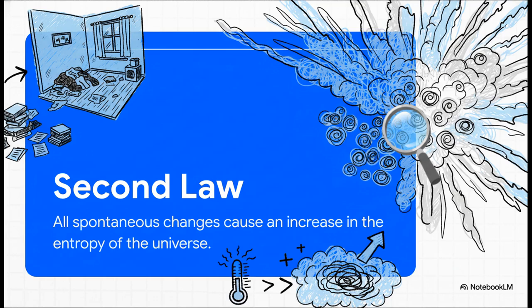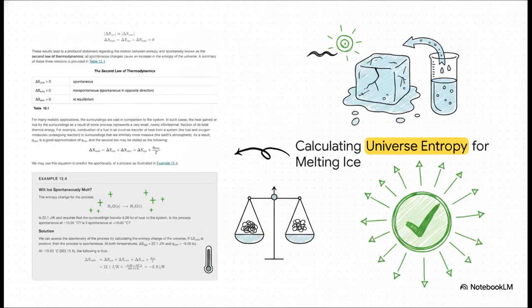Even if a specific little system becomes perfectly organized and tidy, it has to expel enough heat or energy to make the surrounding universe messier by a much greater amount. The total sum has to be a positive increase in entropy, no exceptions. When we actually calculate the universe's entropy for melting ice, we see that at higher temperatures, the heat absorbed from the surroundings still results in a net positive entropy for the universe. That's what drives the spontaneous melt.